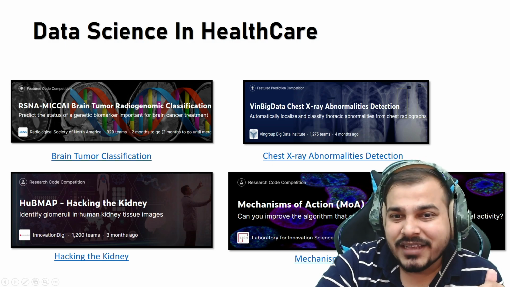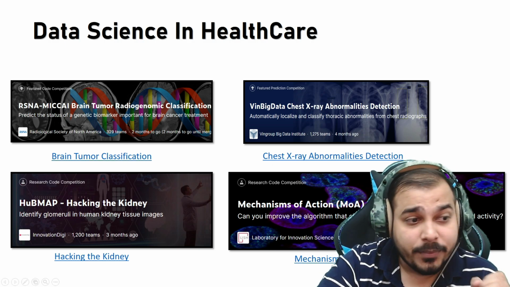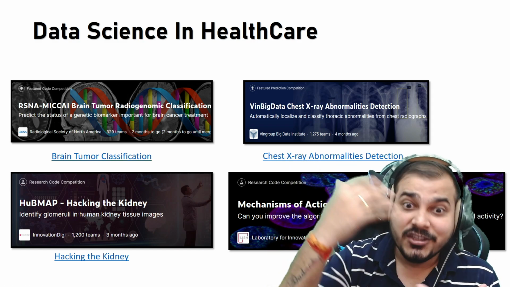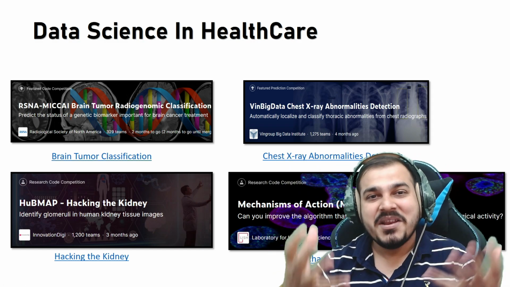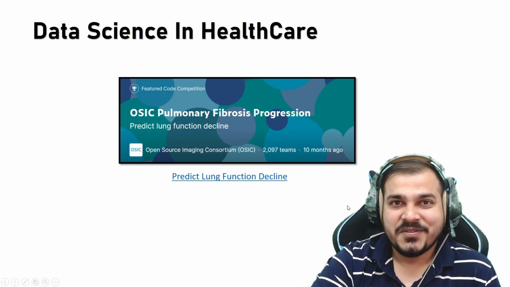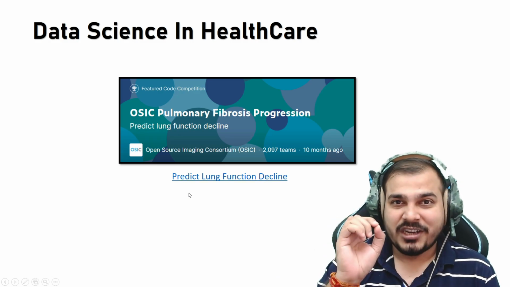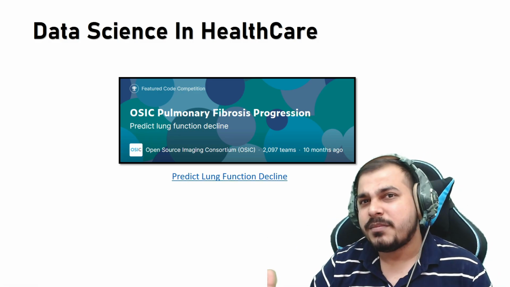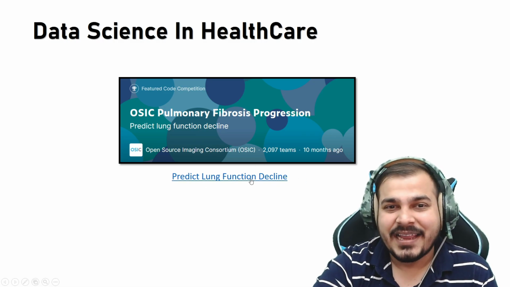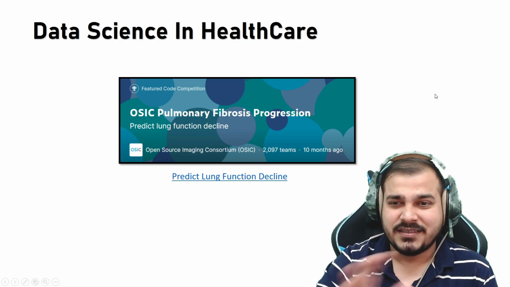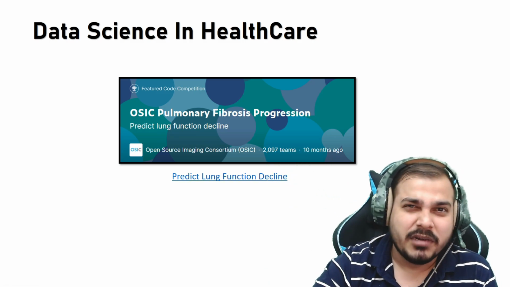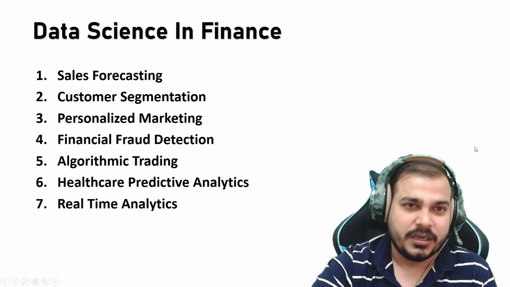And there is also something called mechanism of action detection. Can you improve the algorithm that classifies the drugs based on the biological activity? These kinds of examples, when you get them right, many people will definitely be interested in healthcare. And trust me, if you are able to explain this in the interview, pretty much amazing. But you have to make sure that you treat all of these as a POC project and implement it end to end. Then this one is predict lung function decline, everything. And there are many examples. Heart stroke, identify whether a person has diabetes or not, all those machine learning problem statements.